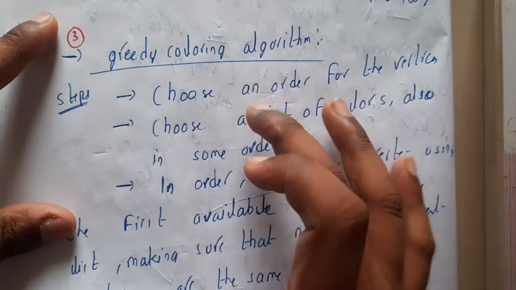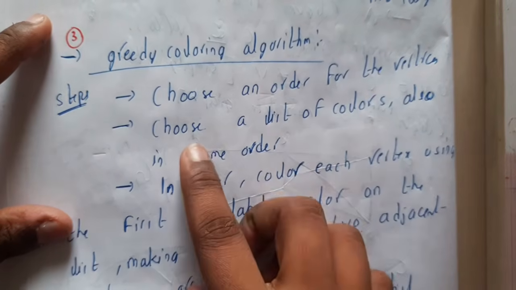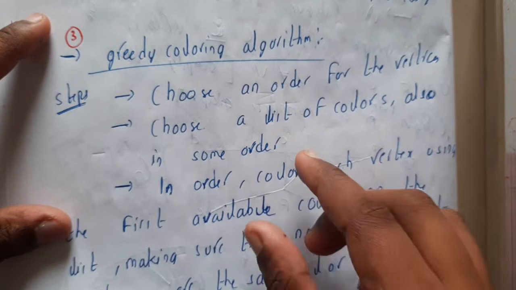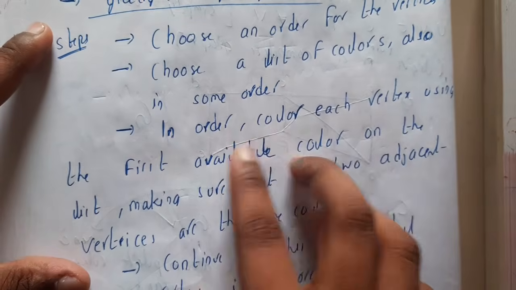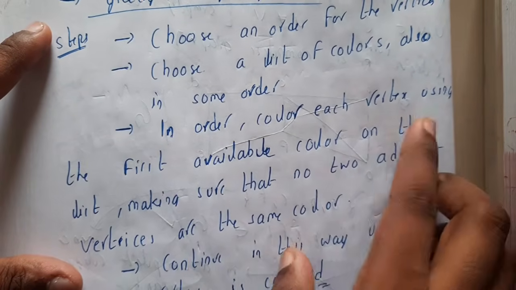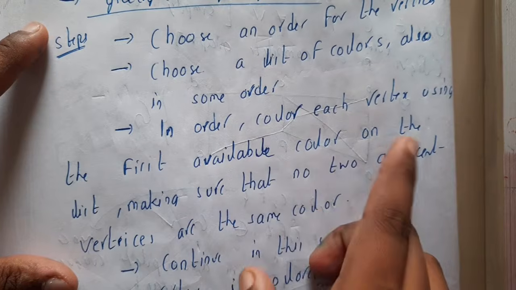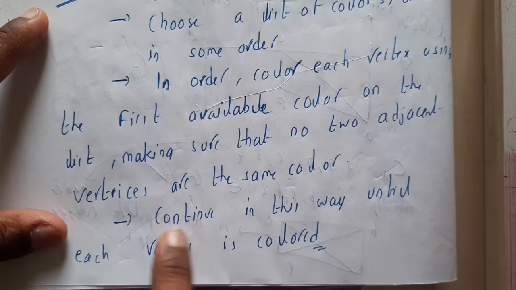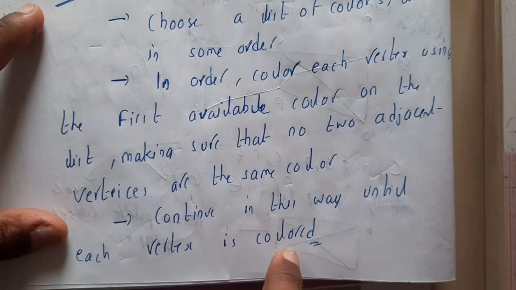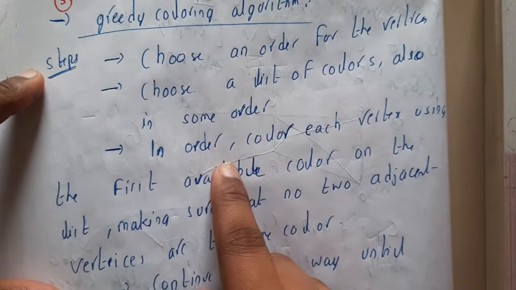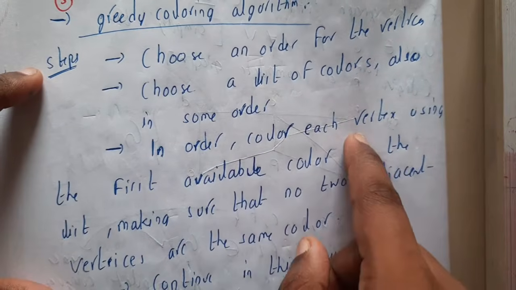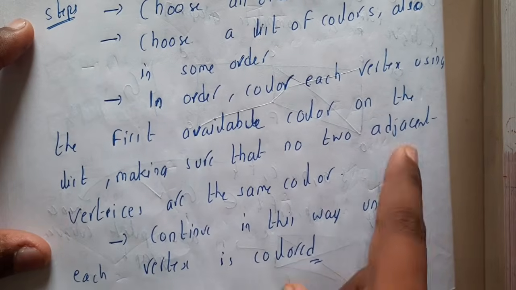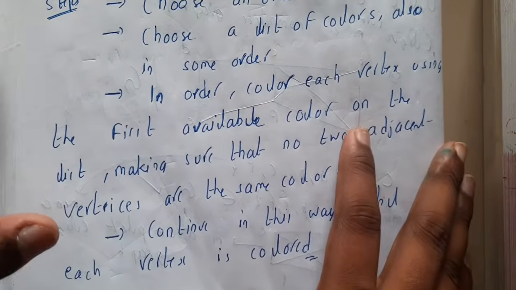Then I'll be explaining it with the problem, don't worry. After that, choose a list of colors also in some order. So you need to select some colors in a particular order. Then in order, color each vertex using the first available color on the list, making sure that no adjacent vertex is of the same color. Continue in this way until each vertex is colored. So in the same order which you selected, color each vertex using the first available color on the list, making sure that no two adjacent vertices are of the same color. That's the only logic here, guys.